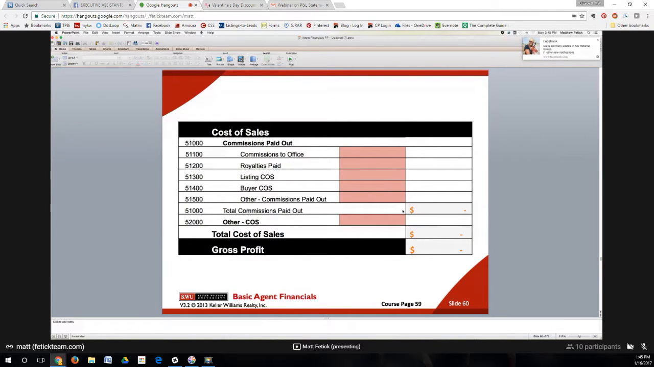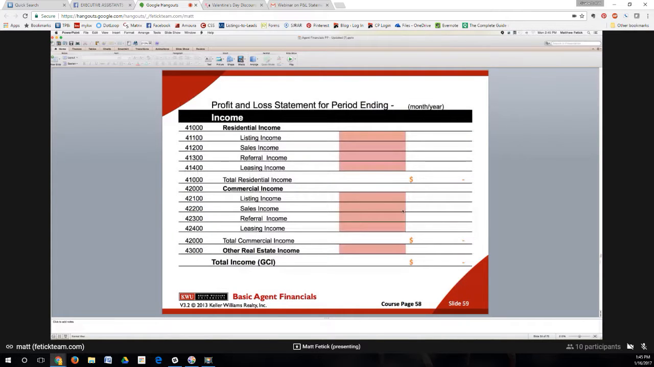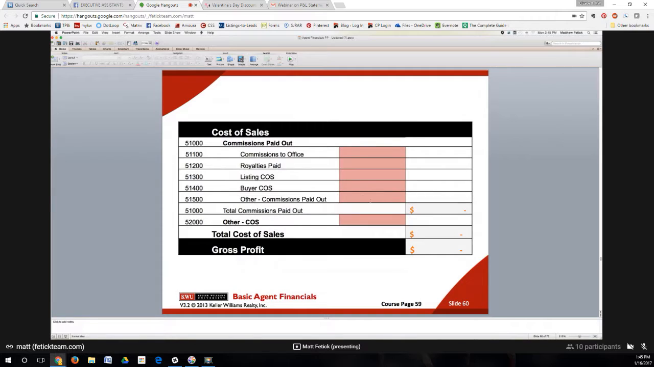So now you say, okay, if I take all of my income and then I reduce what I paid commissions to the office, royalties paid, which would be commissions to KWRI, listing cost of sale would be listing agent splits, buyer cost of sale would be buyer agent splits, other commissions paid out could be outbound referral fees. So you would track, right? And if you have a referral, you're tracking the entire amount here. This is the listing income. And then here, I paid out a referral to an agent in another state. You put that amount here. These are negative amounts, right? So these are all negatives.